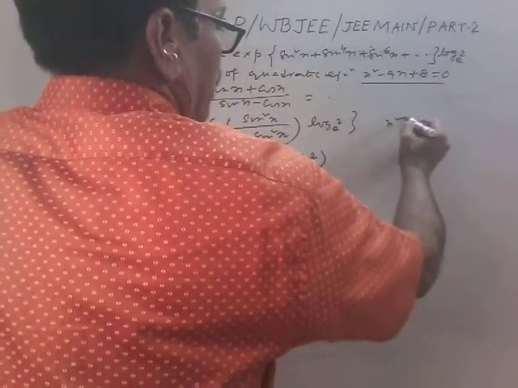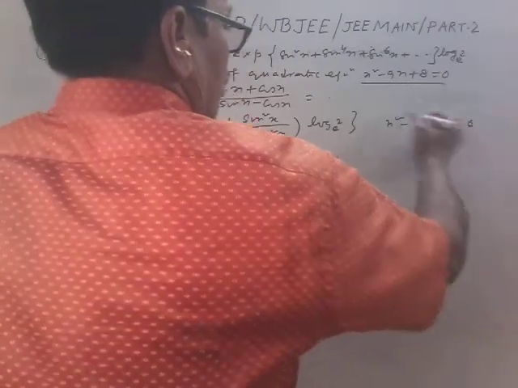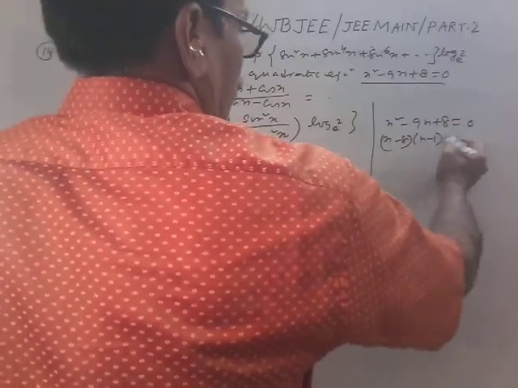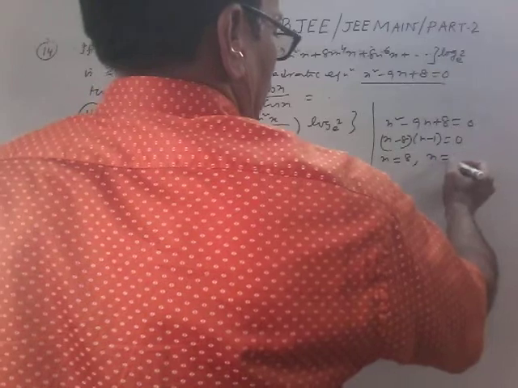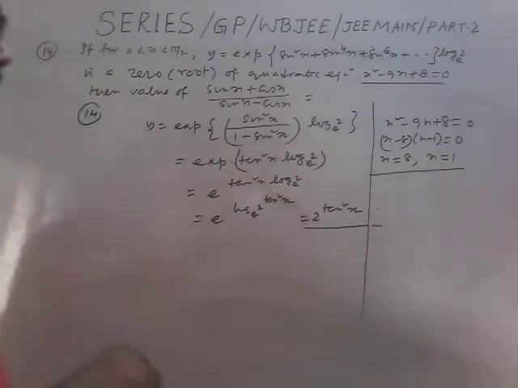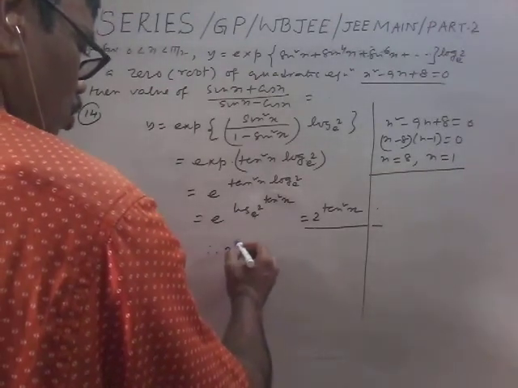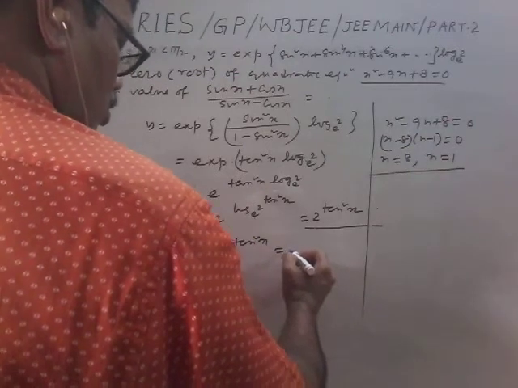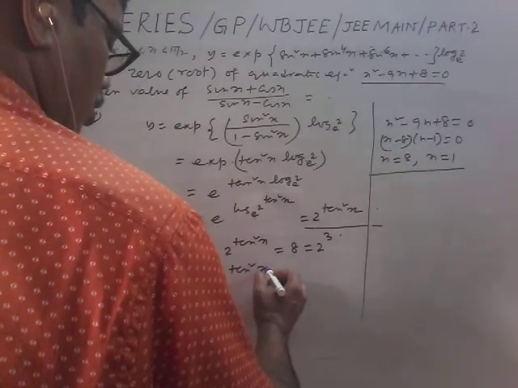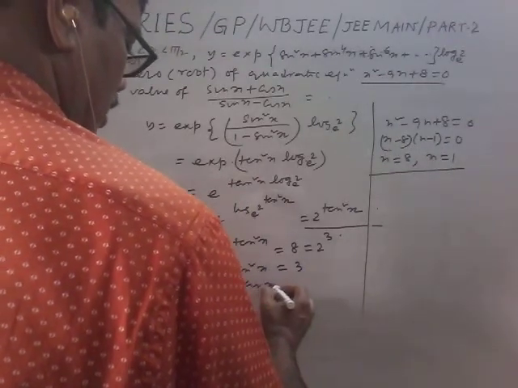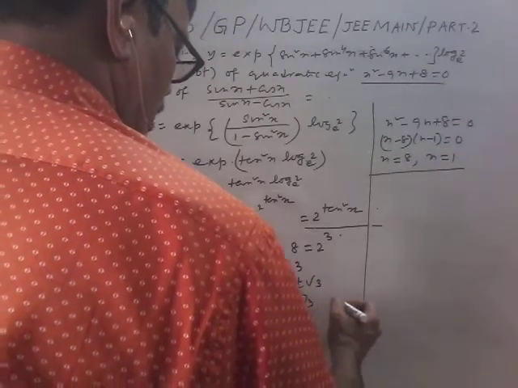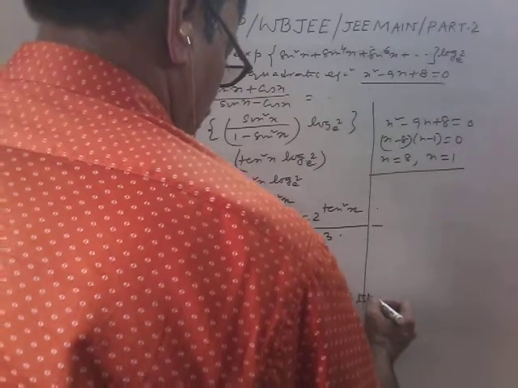So x square minus 9x plus 8 equals 0. So what are the roots? x minus 8, x minus 1 equals 0. So x equals 8, x equals 1. So the 2 zeros are 8 and 1. Therefore, we are getting 2 to the power tan square x equals 8 equals 2 cube. So tan square x equals 3. So tan x equals plus minus root 3. So x equals pi by 3, since x belongs to the first quadrant.